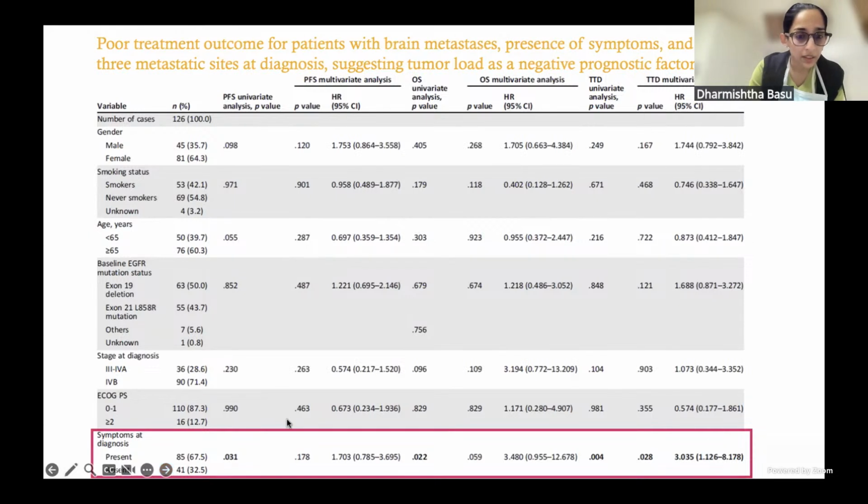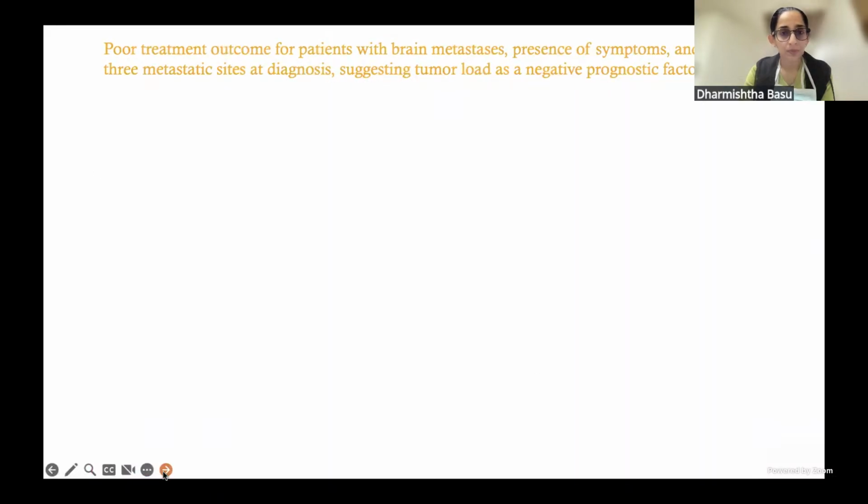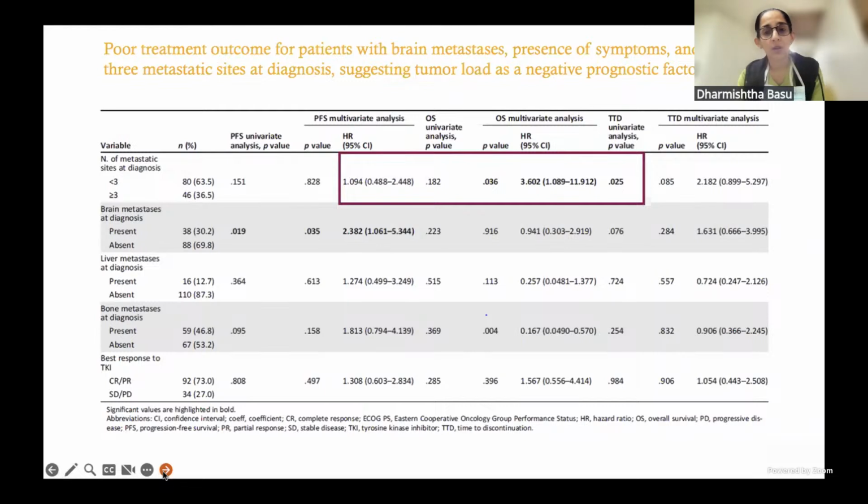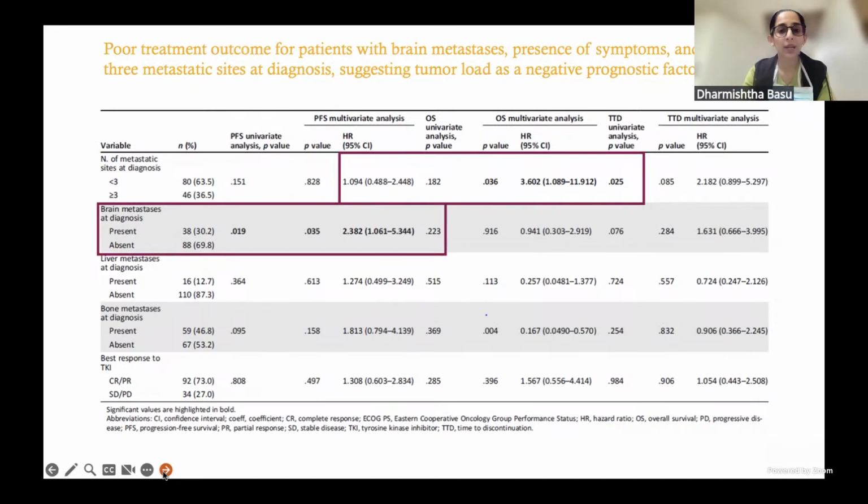So here we can see that the hazard ratio of PFS in the univariate and multivariate analysis, and the hazard ratio for OS in the univariate and multivariate analysis, has shown that symptoms being present at diagnosis is quite predictive of having a poorer time to treatment discontinuation. And the same is true for the OS univariate and multivariate analysis for the patients who had 3 or more metastatic sites. Here we find that PFS, OS, and also the time to treatment discontinuation analysis are statistically significantly showing a worse outcome. And so is the presence of brain metastasis at diagnosis.